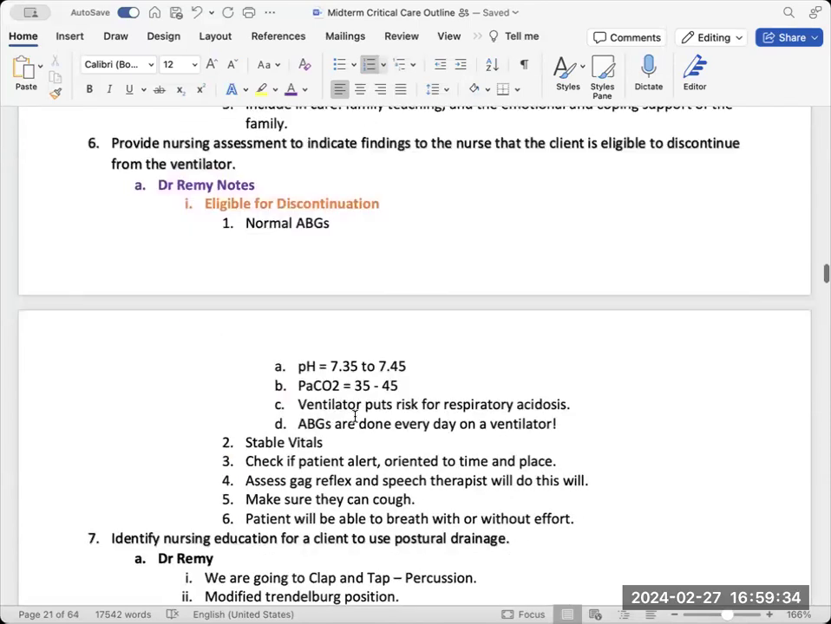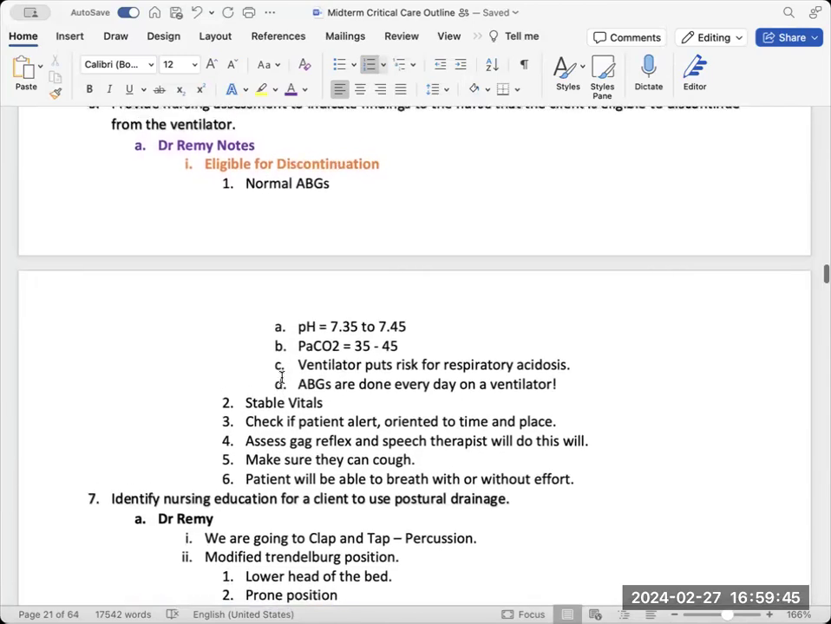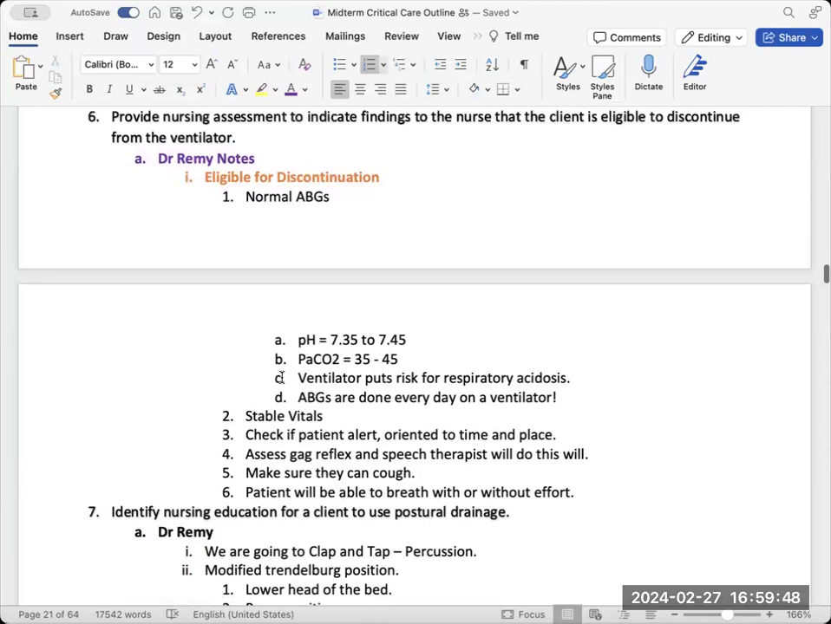Okay. Next question is to provide assessment and indicate findings that would make the nurse know this patient is eligible to be discontinued from the ventilator. So, eligibility. Think about it this way. What would look good? One, normal ABGs would look very good, because remember we said they're at risk for respiratory acidosis, right? What else? Stable vital signs would be very good, right? What else? A gag and cough reflex, because if they don't have those, they cannot get off a ventilator because they will choke and die on something.